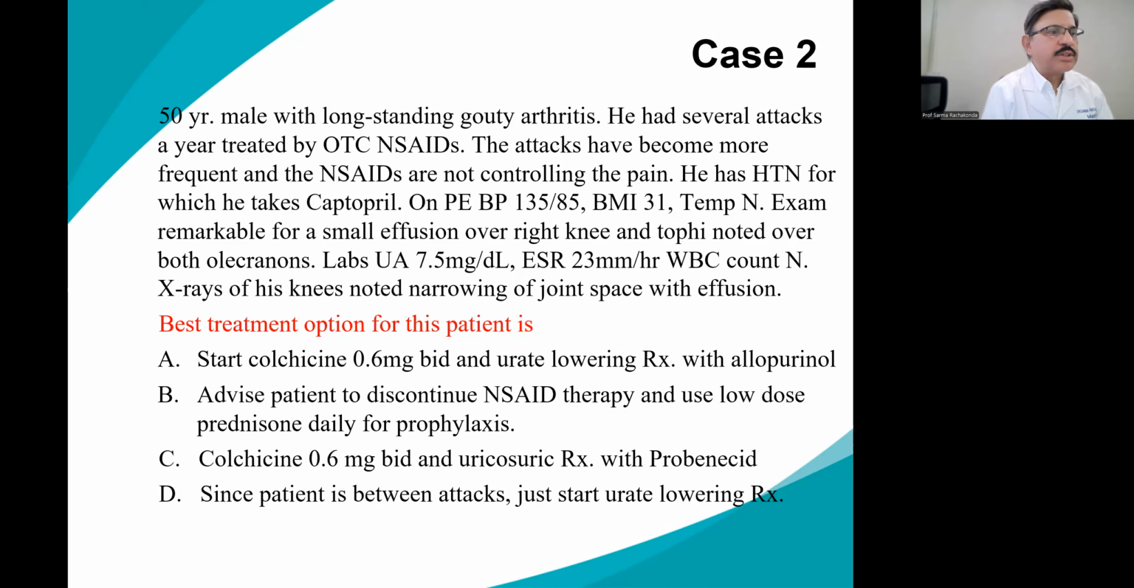What is the best treatment for this patient? She is having pain also. Okay, NSAIDs are not controlling the pain. Then what do you do for pain? Colchicine is the drug when you don't get relief with the NSAID. Since it is a chronic gout, I am justified in putting anti-synthesis drugs also.